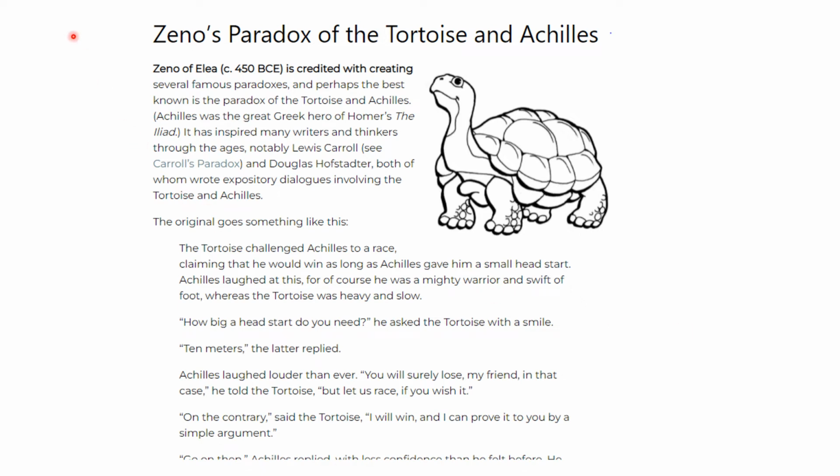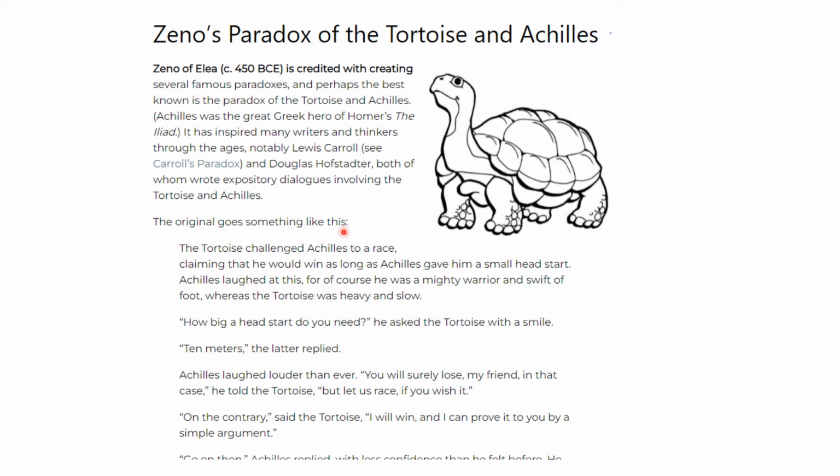Now we move on to the statement of LSA 2. And in class, some of you will recall we did read through this, but I'm reading through it again here for completeness. And this is called Zeno's paradox of the tortoise and Achilles. Zeno of Elea, who lived 450 years before the birth of Christ, is credited with creating several famous paradoxes, and perhaps the most well-known is the paradox of the tortoise and Achilles. Achilles was the great Greek hero of Homer's Iliad, and many people have talked about this since then.